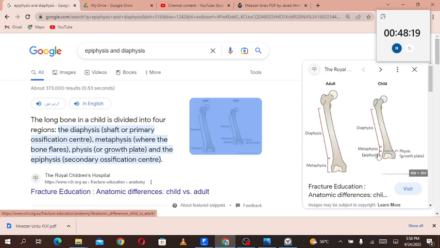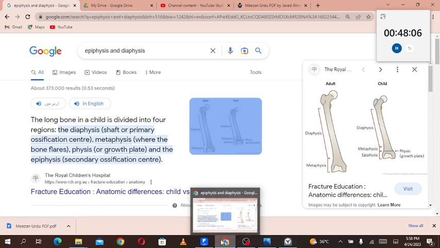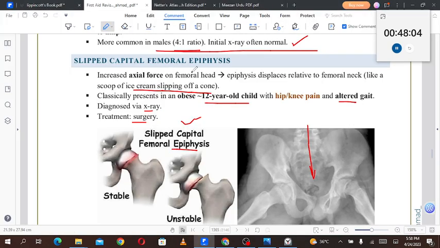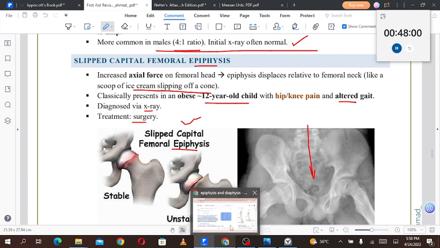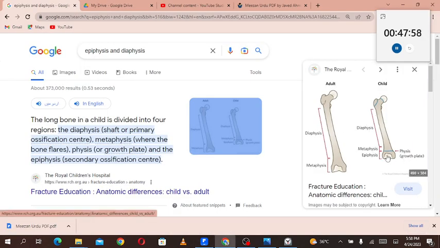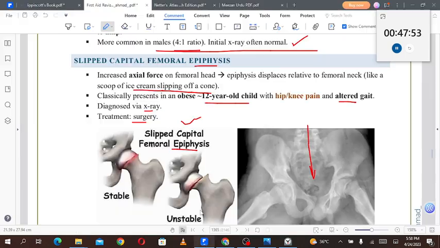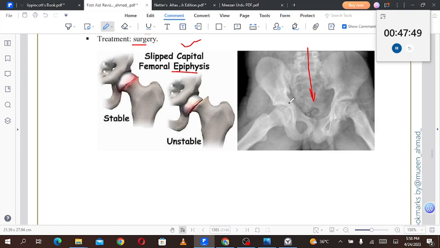Then we have the epiphysis, like over here, and between the metaphysis and epiphysis we have the physis, the physeal plate, the growth plate. So right now we're saying that the epiphysis is dislocating. What is the epiphysis? It is this area, beyond the physis. That area is being displaced in children who are obese and more than 12 years of age. Okay, so the treatment is surgery.